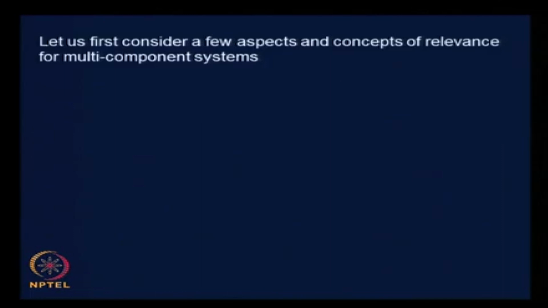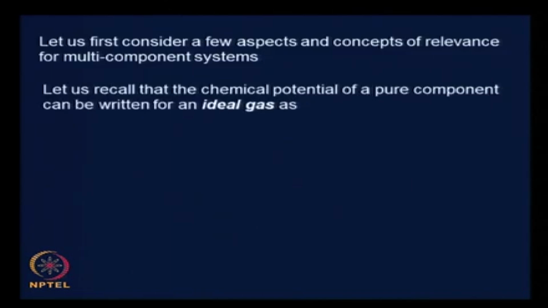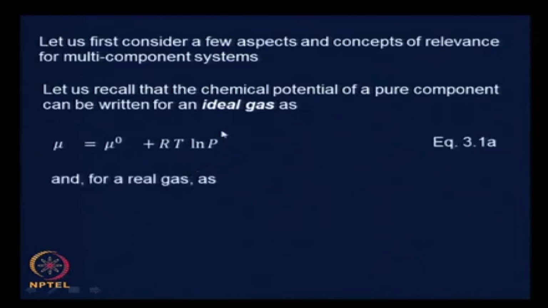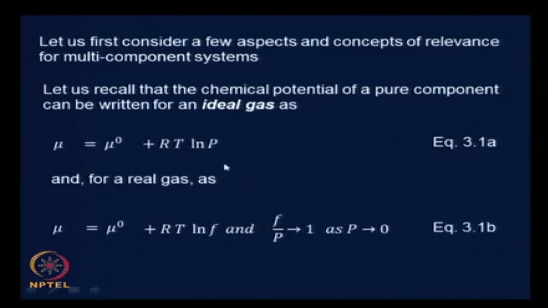And we said we will look at some concepts for multi-component systems in this particular module, and we recalled what an ideal gas was in terms of chemical potential: mu equals mu naught plus RT ln P, and for a real gas the P gets replaced with f. Mu equals mu naught plus RT ln f, fugacity, and f by P tends to 1 as P tends to 0. So this is for ideal gas and this is for real gas, pure component. And now what happens if we mix them together?